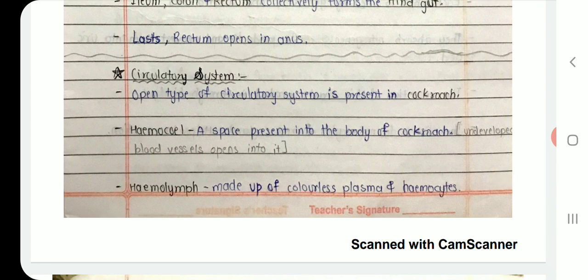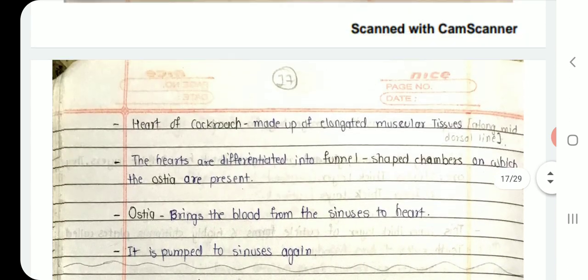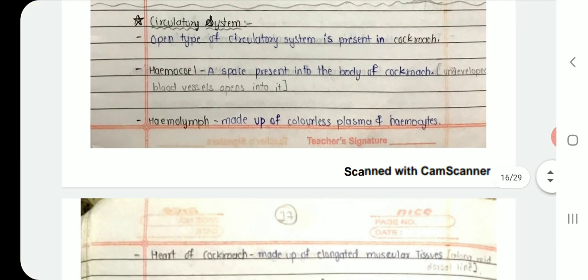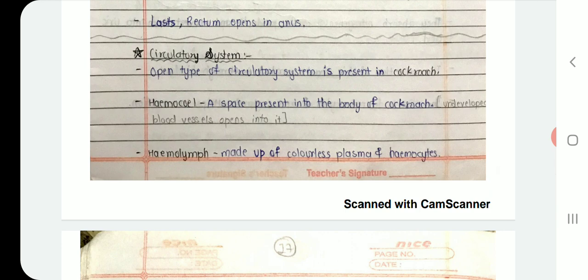The second system is the circulatory system. Here in circulation, the system observed is the open type of circulatory system. Open type means they do not possess proper blood vessels. The blood is directly pumped by the heart and thrown onto all the different body parts, so that each and every cell and organ gets the blood, or we can say the oxygenated blood.